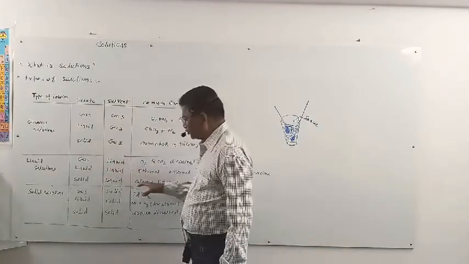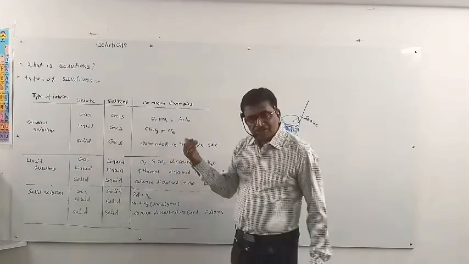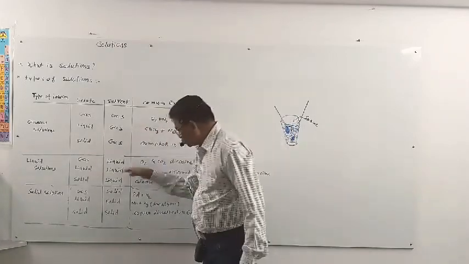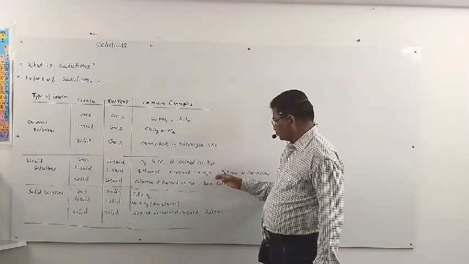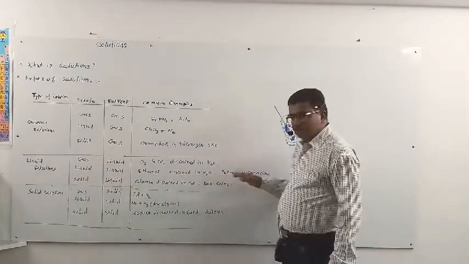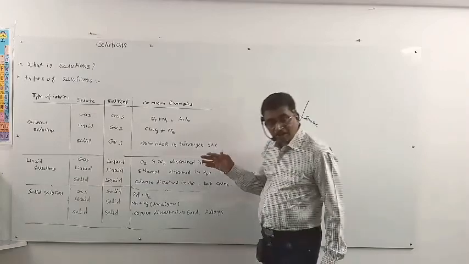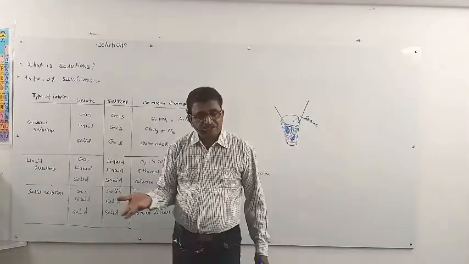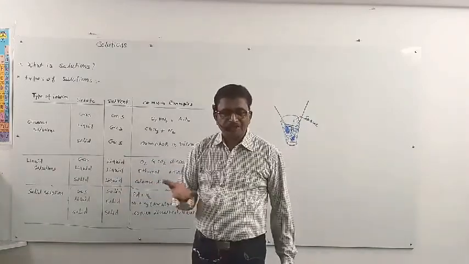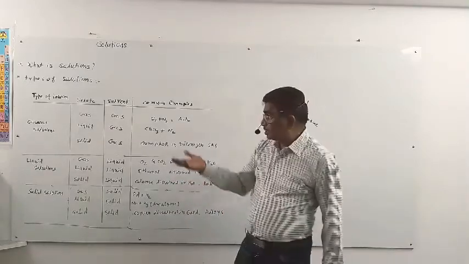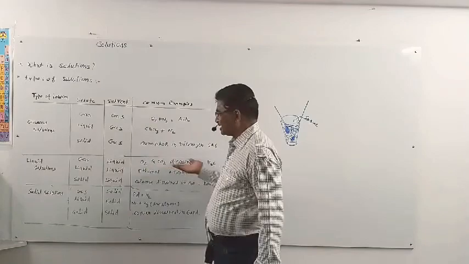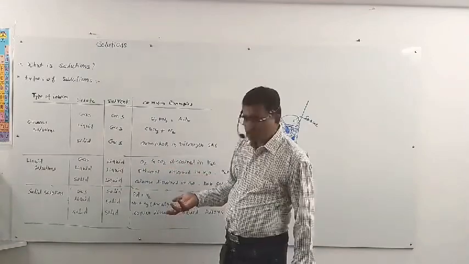Similarly, liquid and liquid. If solute is liquid and the solvent is also liquid, as for example, ethanol dissolved in water, petrol dissolved in kerosene, petrol and diesel and kerosene, we make a homogeneous mixture. They all are solute and solvent in a liquid form.